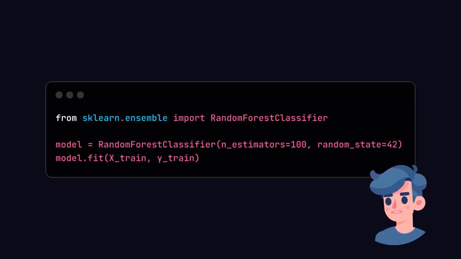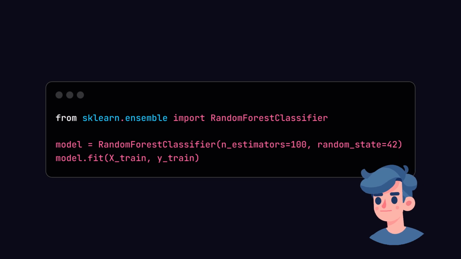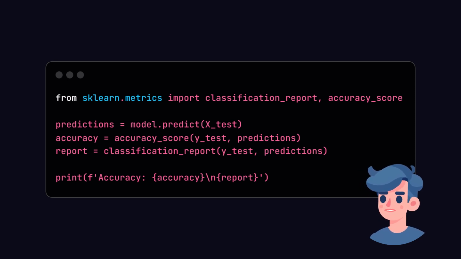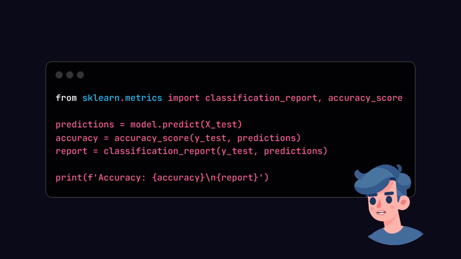Now that we have our training and testing datasets, it's time to choose a machine learning model. A popular choice for classification tasks is the random forest classifier. Let's implement it. With our model trained, it's crucial to evaluate its performance on the test set. We can use various metrics such as accuracy, precision, recall, and the F1 score. Let's implement this next. This code will give us an overview of how well our model performs.